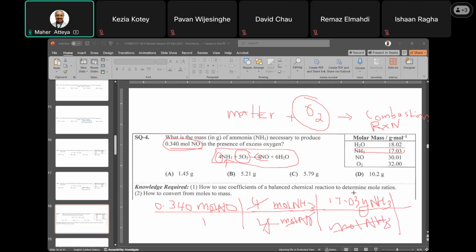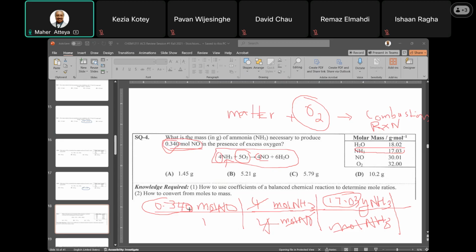So you take 17.03 multiplied by 0.340, and your answer has to be how many sig figs you have here. 3, so your answer has to have 3 sig figs. Here is 4 sig figs, and here's 3. The least one is the limit, so your answer has to be 3 sig figs.